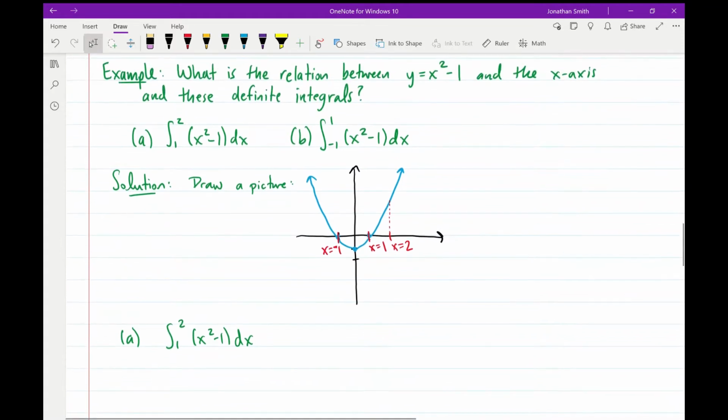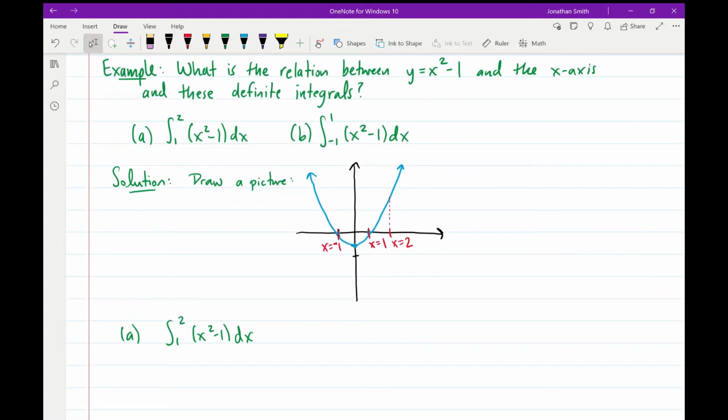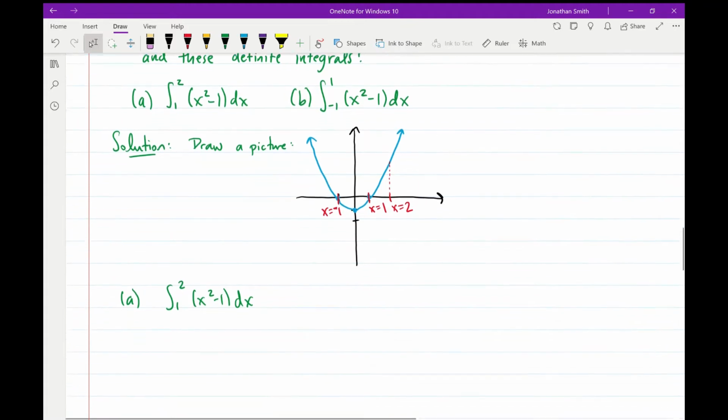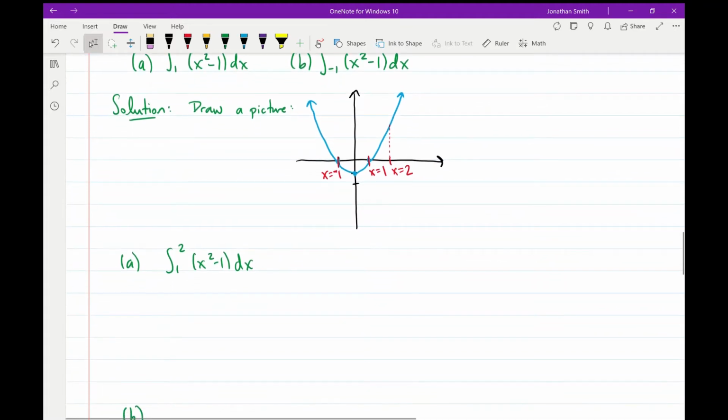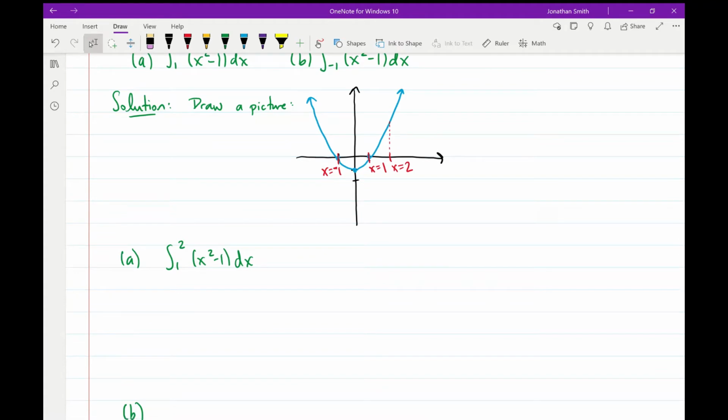So the first thing I want to do is take that function y equals x squared minus 1 and graph it. And in this case, we have the parabola y equals x squared, but it's just shifted down 1. And so I have my graph drawn here. This should be sufficient for us to understand what's going on. So notice that the parabola is crossing the x-axis at x equals negative 1 and at x equals 1.